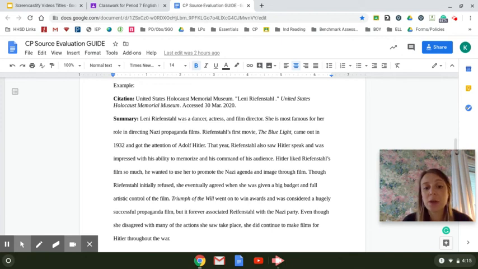Even though she disagreed with many of the actions she saw take place, she did continue to make films for Hitler throughout the war. So this summary is just objective. It just tells you the facts that they learned from this particular source, which came from the United States Holocaust Memorial Museum.